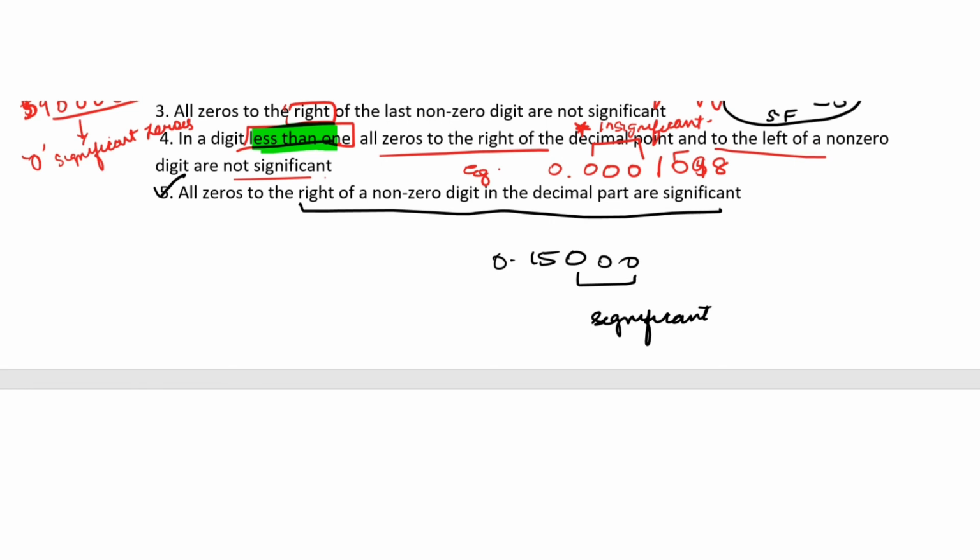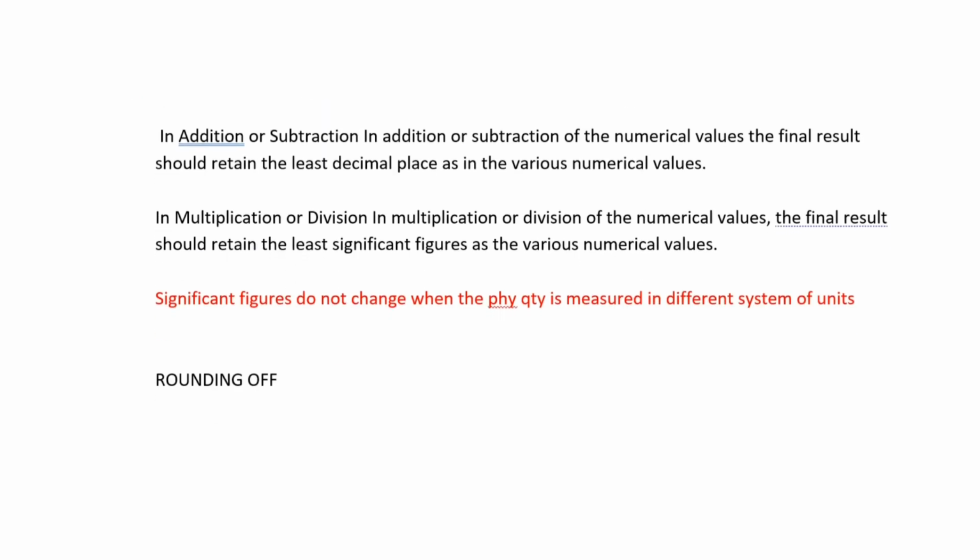So be careful with the rules. The only confusing part will be the zeros: which zeros are significant and which zeros are insignificant. You just need to have a look at these rules again, and it's easy to understand. You will understand it easily, don't worry. Now let's look at the arithmetic rules, how the final result will vary according to the rules of significant figures.